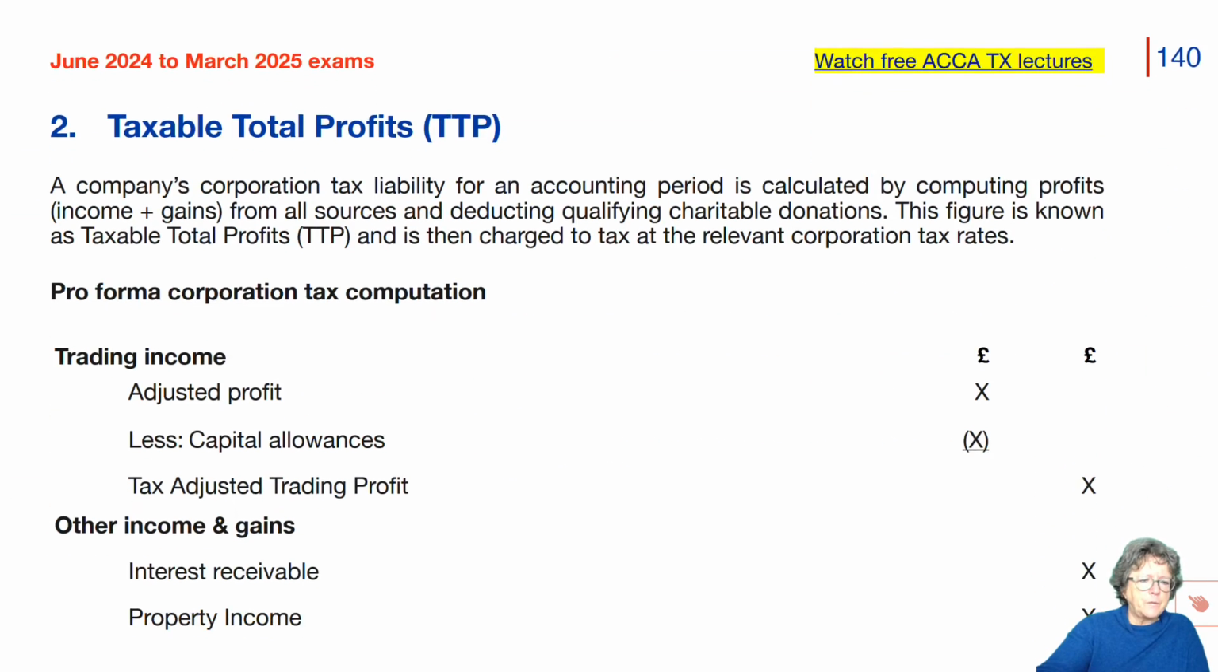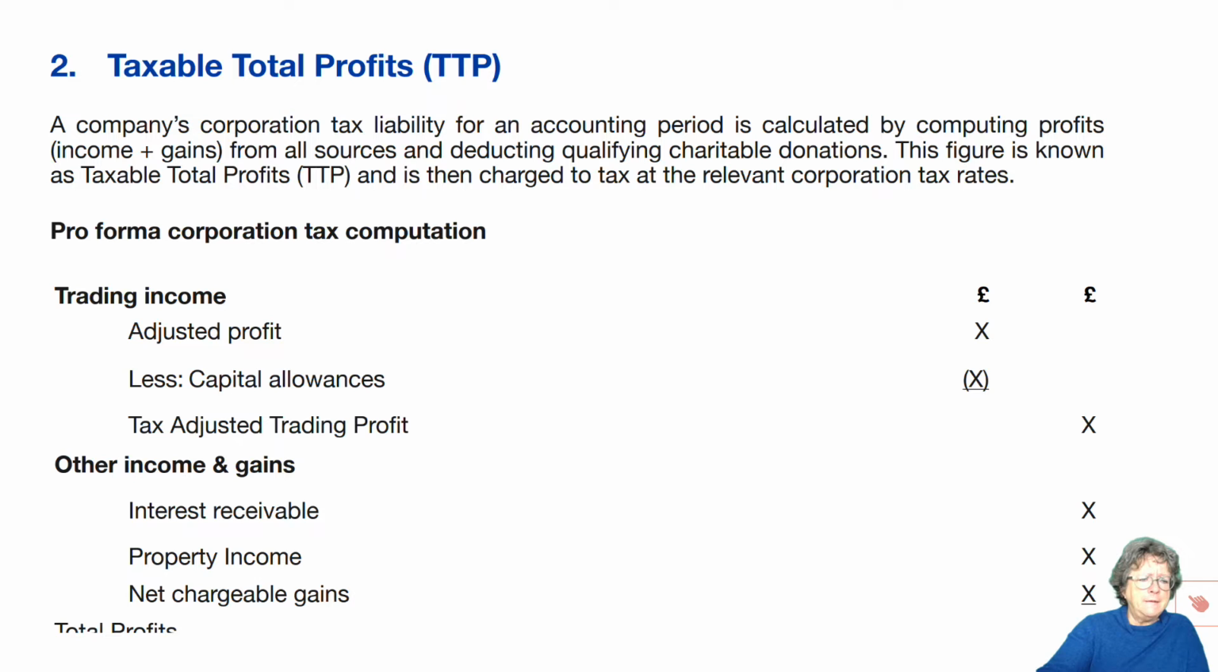So we've been talking about TTP. So let's have a look at what TTP is. Now this is very similar to an income tax computation. Basically, it's the pro forma that brings all the different types of income that an individual company or companies will have and brings them all into the same one. So it's the pro forma for the corporation tax computation, all those various sources of income.